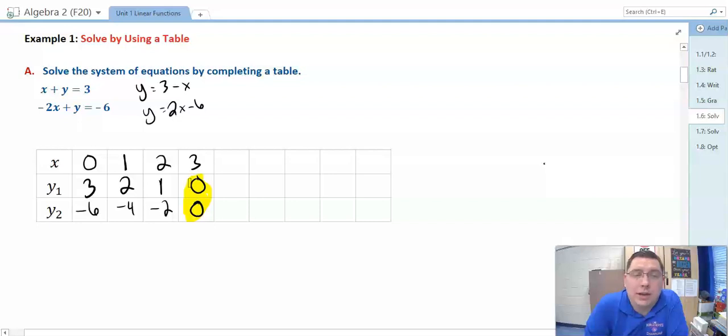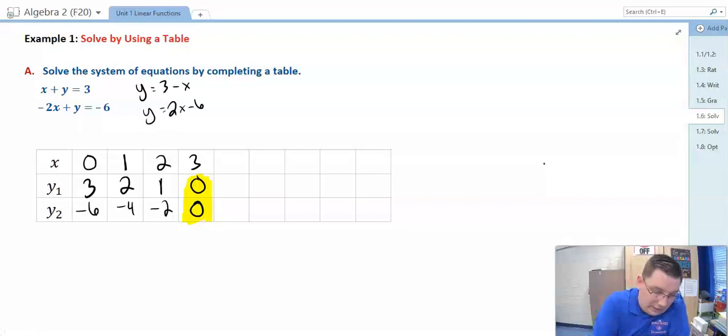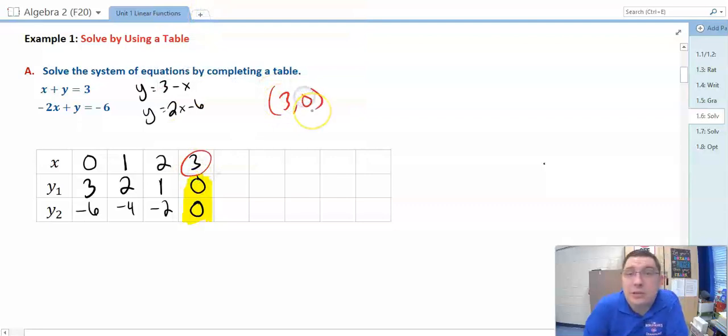And so if I'm looking at a table to know where this system is going to be solved, I'm looking for where the y values are going to be the same for the same x value. And so where do these 2 lines intersect? They will intersect at the point 3, 0.